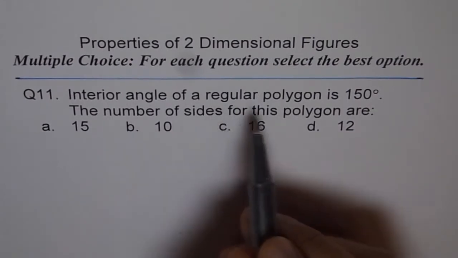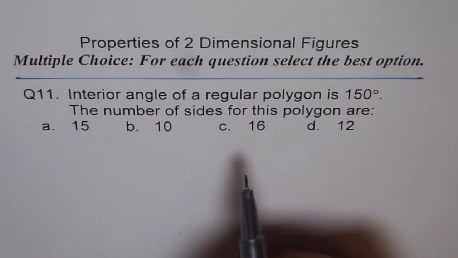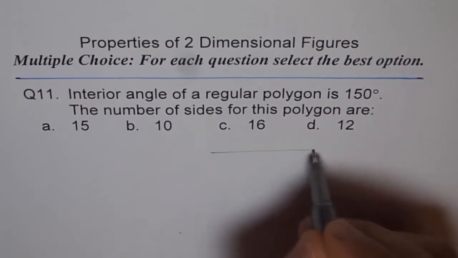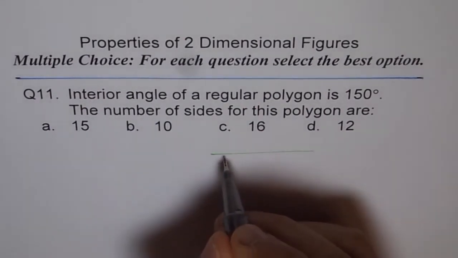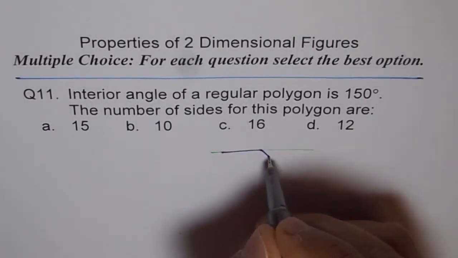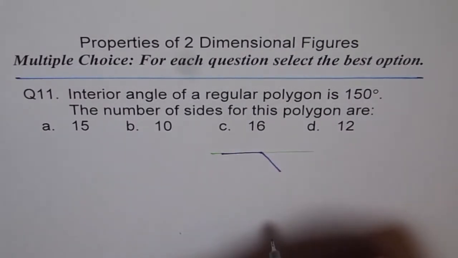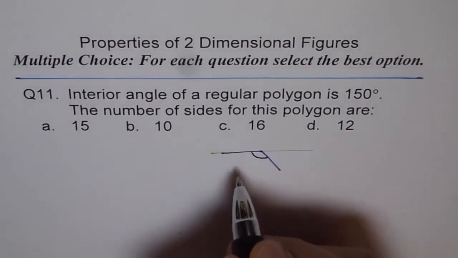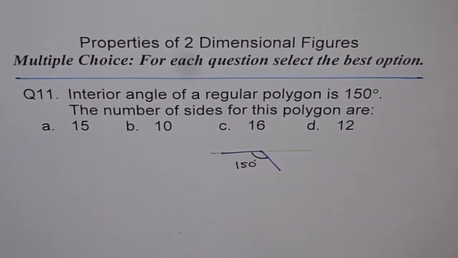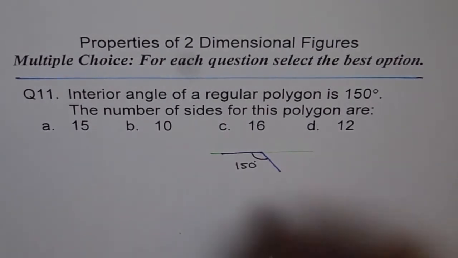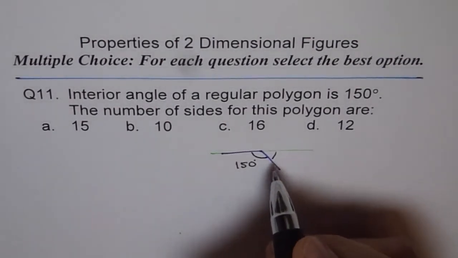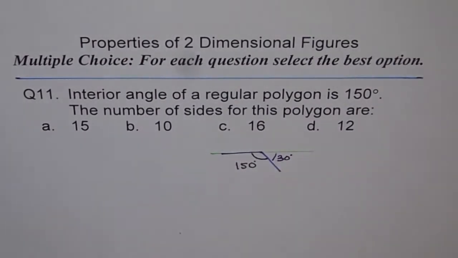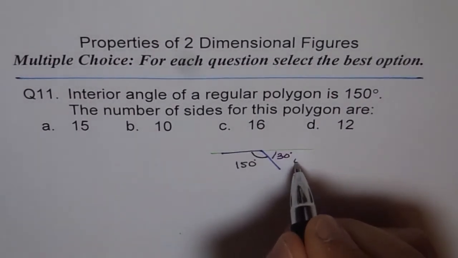Now, we say that regular polygon means all sides and all angles are equal, and it says interior angle of a regular polygon is 150. So let me just draw a regular polygon here. Let's say my regular polygon, one vertex. I don't know how many sides there are, so I'm just drawing one vertex of a regular polygon. What we are given here is that this angle is 150 degrees. Well, if that is 150 degrees, then what is the exterior angle? Exterior angle is 180 minus 150. So exterior angle is 30 degrees. Correct? So this is my exterior angle.